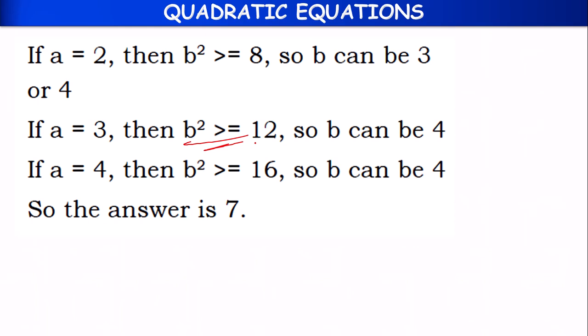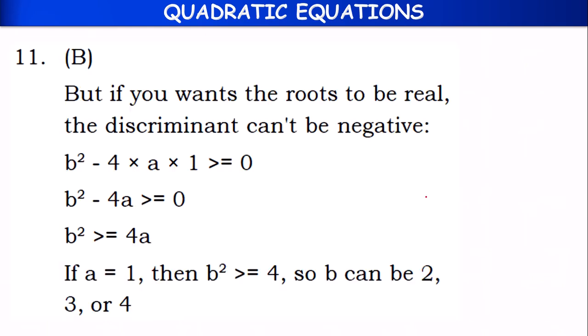When a equal to 3, b square greater than or equal to 12 will come. This is possible only when b equal to 4. When a equal to 4, b square greater than or equal to 16 will come. This is possible only when b equal to 4. It means when a equal to 1, b equal to 2 we can take. When a equal to 1, b equal to 3 we can take.